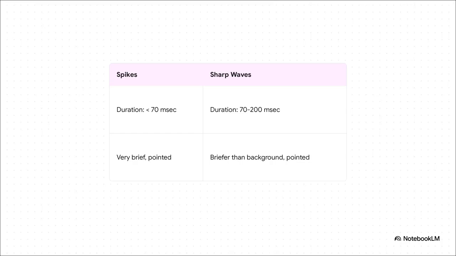You'll often see reports mention two main types of IEDs, spikes and sharp waves. The only real difference is how long they last on the screen. Spikes are super fast, less than 70 milliseconds, while sharp waves are a little bit longer. But here is the absolute key takeaway. Diagnostically, they mean the exact same thing. One is not scarier or more significant than the other.